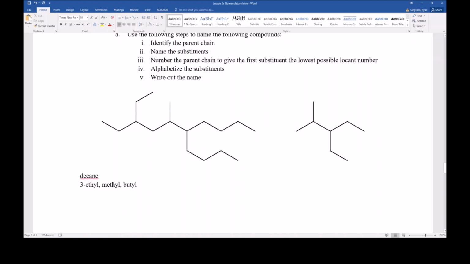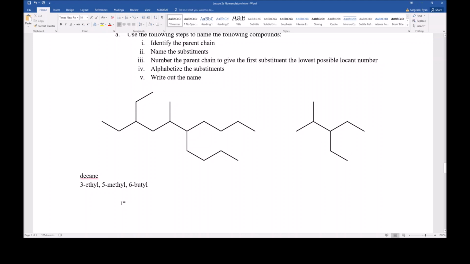And at the 5 position, I have a methyl group. And at the 6th position, I have a butyl group. So again, these are just notes to myself. I'm just keeping track of what the parent chain is. And notice how the parent chain is the only thing that ends in that A-N-E ending. All other chunks of carbons end in a YL.